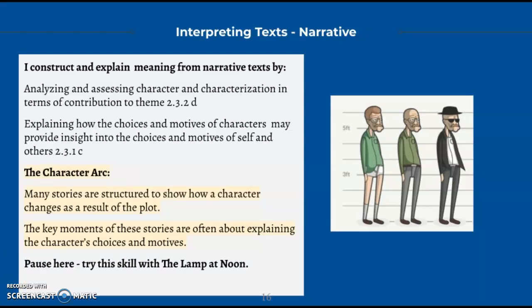So again, I'd like you to take a moment to pause and try out these two skills with the lamp at noon. So analyzing and assessing character and characterization, the way a character is revealed to you, in terms of your guiding questions, either about how you see yourself or how your relationships with other people affect your choices. Or explain how the choices and the motives of characters may provide insight into how real people make choices and are motivated. So think of the choices that Paul makes, think of the choices that Ellen makes, and see if you can find a link to theme in either of those.